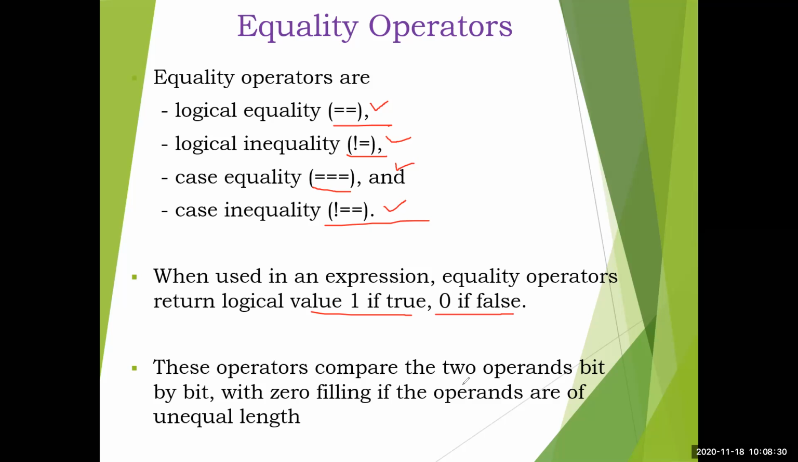Sorry for the inconvenience. So that is the 0 filling, bit by bit, and 0 filling if the operands are of unequal length. Then finally it will be evaluated as logical true or false. We'll try to understand with examples.